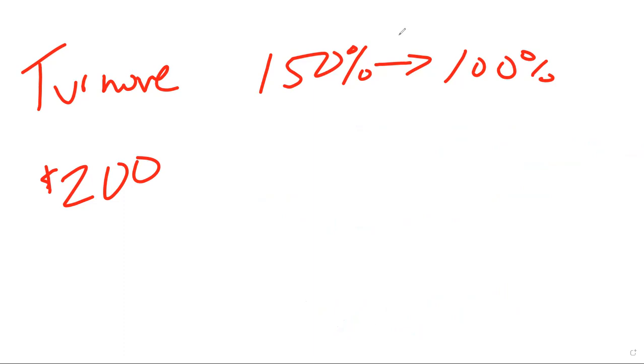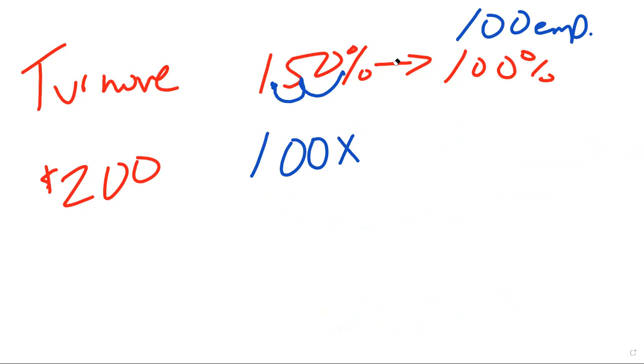Let's say we have 100 employees, right? That's what we started with. So 150 as a decimal is what? 1.50. 1.5, right? So 100 times 1.5 equals what? That equals 150. 150 people.